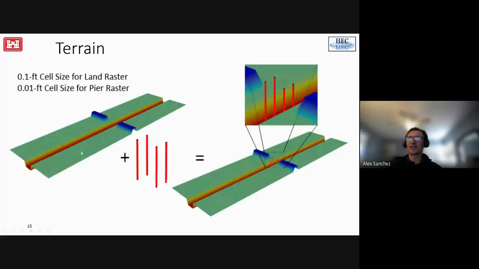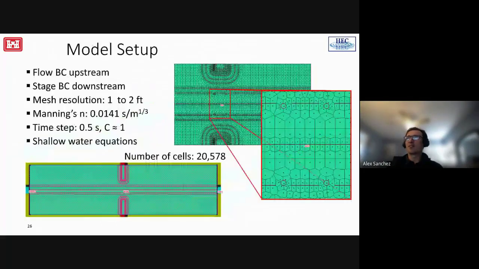And this is the terrain. They started off with just the bed, and then added the piers of the bridge to the terrain. A super small cell size, 0.1 foot cell size, away from the bridge, and then near the piers, 0.01 foot cell size, so extremely high resolution. And this is the model setup. There was a flow boundary condition upstream, stage downstream.